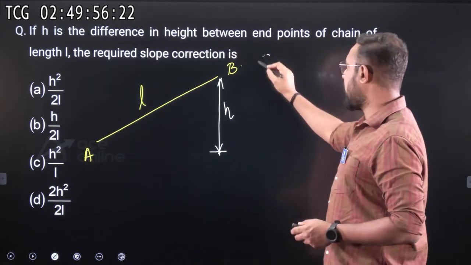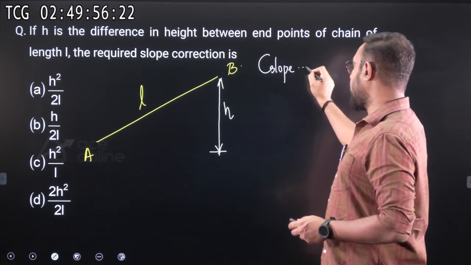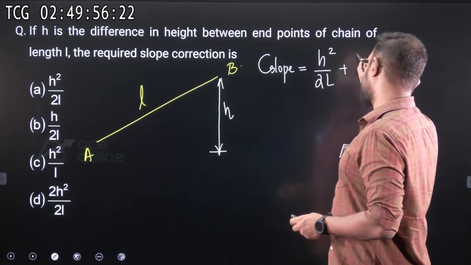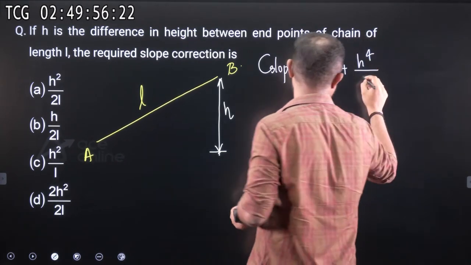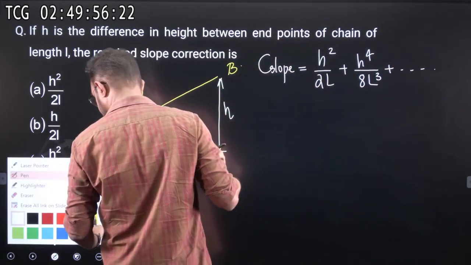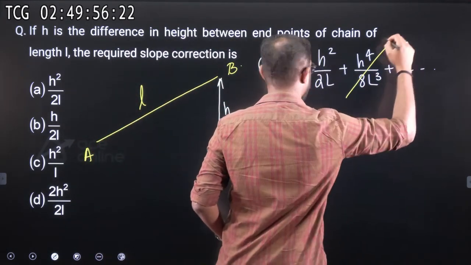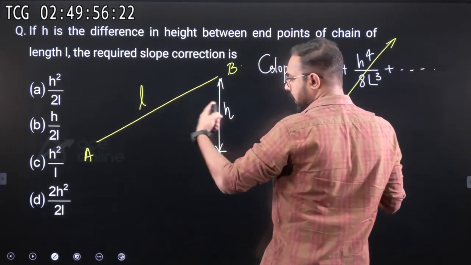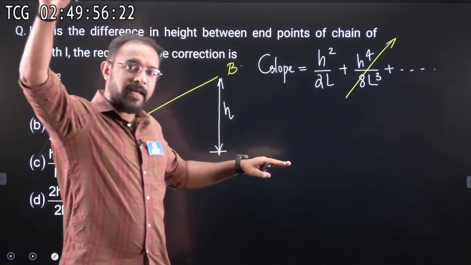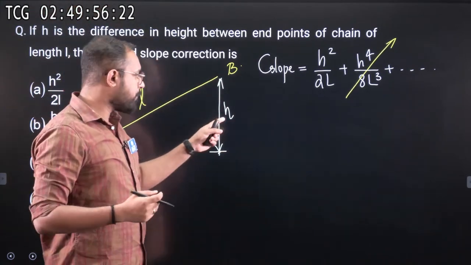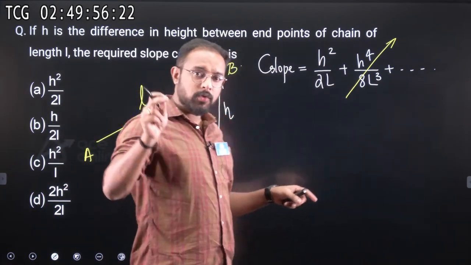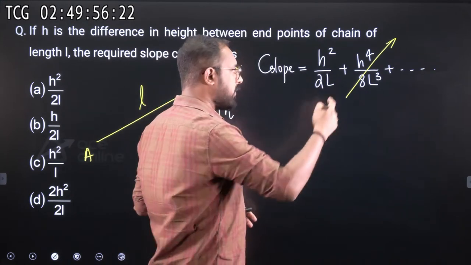That is the question. So we have an equation of correction for slope. The binomial equation will look like this: h square divided by 2l plus h raised to 4 divided by 8 l cube, plus etc. Now what should we do? We will neglect the higher powers because compared to the sloping length, this h value will be very small. We do chain surveying on flat ground, not in hilly terrain where the h value will be large. So the h value compared to l is very small. So h raised to 4 by l cube is going to be a very, very small fractional value. So we will neglect it.